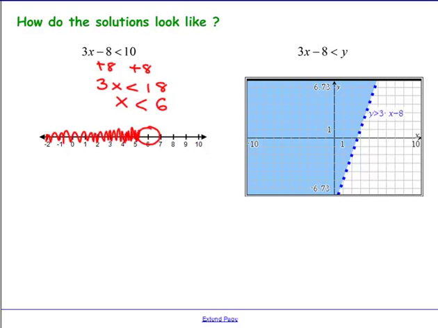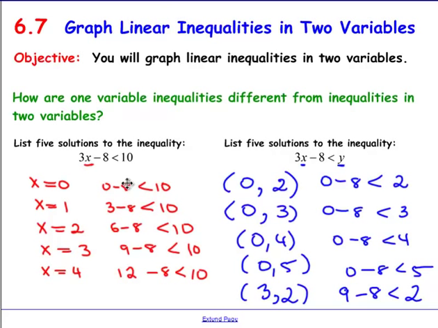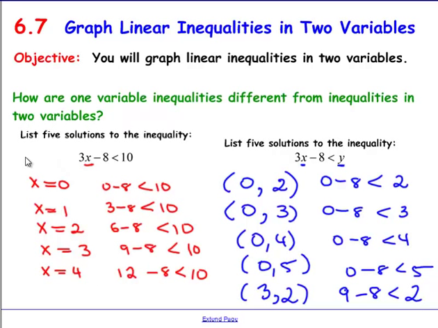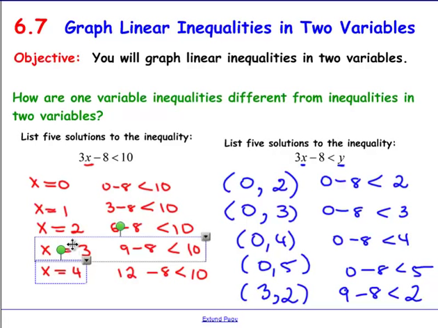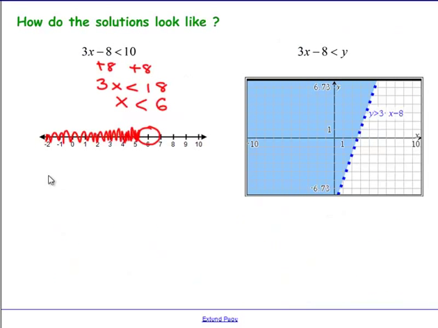Let's go back to the previous slide and take a look at the 5 solutions that were listed. So 0, 1, 2, 3, 4. All of them were solutions. Here was the 0, here's the 1, here's the 2, here's the 3, here's the 4, here's the 5. So they were all numbers that were within the shaded part of the inequality.